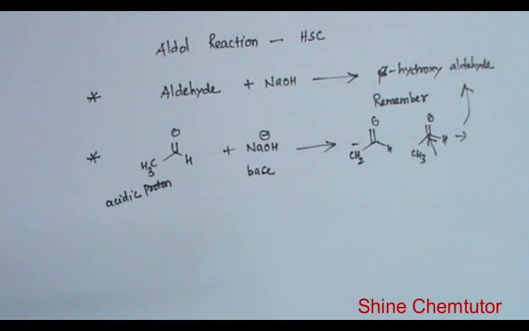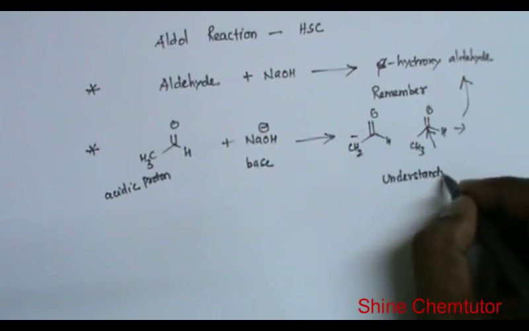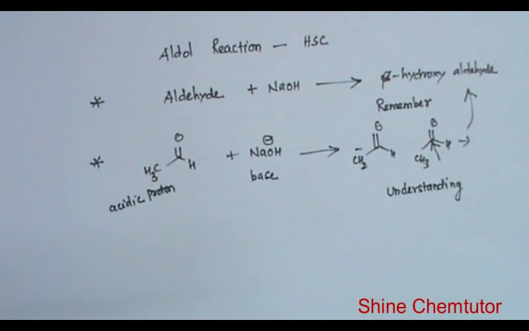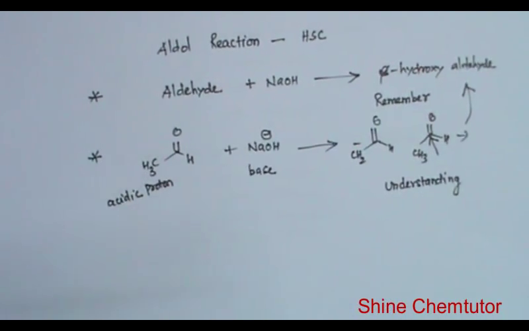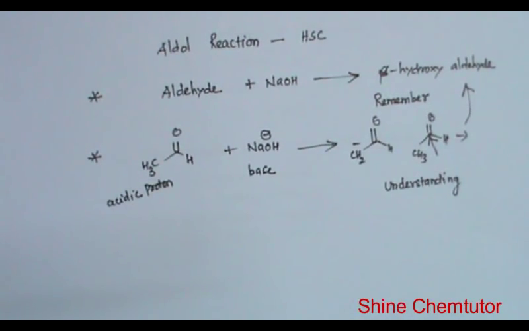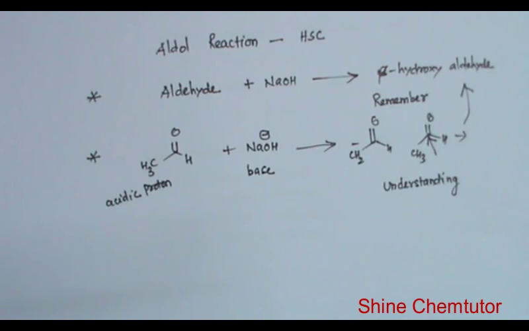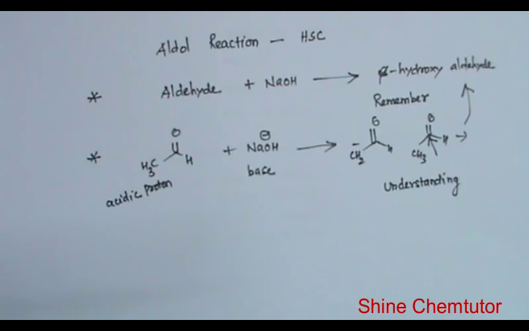So this is the mechanism. If you know the mechanism, then this is understanding. Not only the mechanism, you should know why the base abstracts this proton, why it is acidic, why the carbanion attacks the carbonyl carbon. You should be able to explain that also. Then only you have understood the mechanism, not just memorized it. If you are able to give the answer for each step, whatever you are doing, then only you have understood.